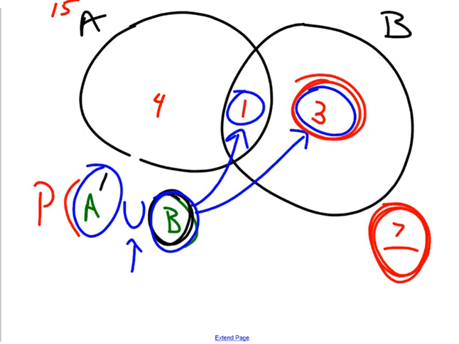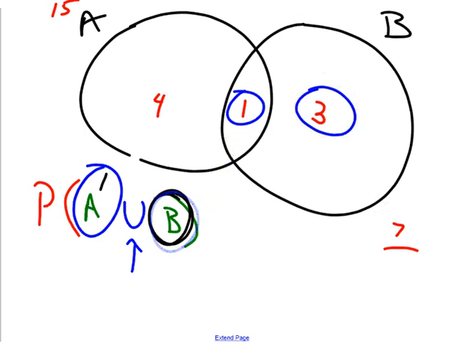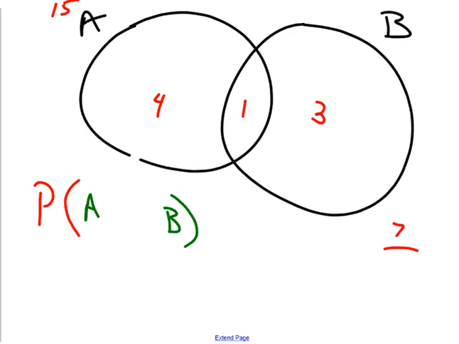I know. How about this? Just make sure that people get what not even means. So we'll do a really, really simple one. What is the probability of not B? Just not B. The things that are not in B. Would you just circle the ones that are not in B?